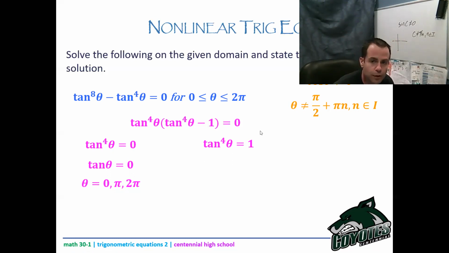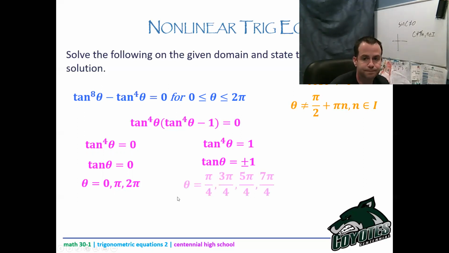Tan to the 4 of theta equals 1. Well, I'd want to fourth root that. If I'm taking an even root, just like a square root, my answers are going to be plus or minus. So I end up with tan of theta equals plus or minus 1. Where does tan of theta equal 1? That would be at pi over 4. And because it's plus or minus 1, I can be in all 4 quadrants. So I'm looking at pi over 4, 3 pi over 4, 5 pi over 4, and 7 pi over 4.